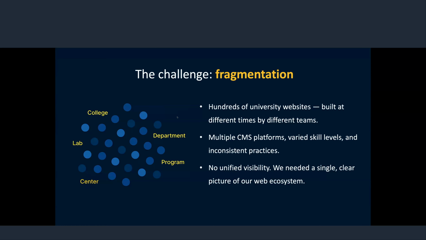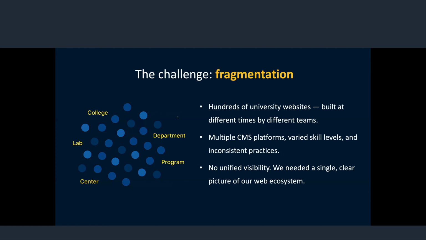Across higher education, most of us share a similar challenge. Large, decentralized digital ecosystems built over many years by many hands in many different ways. At the University of Rochester, we have hundreds of websites, each built at different times by different teams with varying skill sets, using numerous CMS platforms and inconsistent practices. And this is not unique to Rochester. This is probably almost all higher ed institutions, and it's definitely been the case at every institution I've worked at. We had no unified visibility and needed to bring all those moving parts into one clear picture.